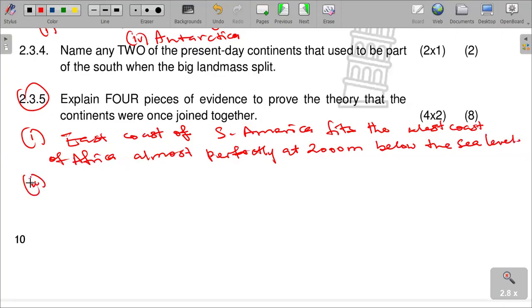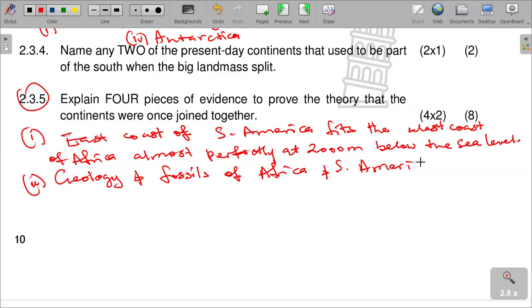And then we can also talk about geology and fossils. The geology and fossils of Africa and South America are very similar.